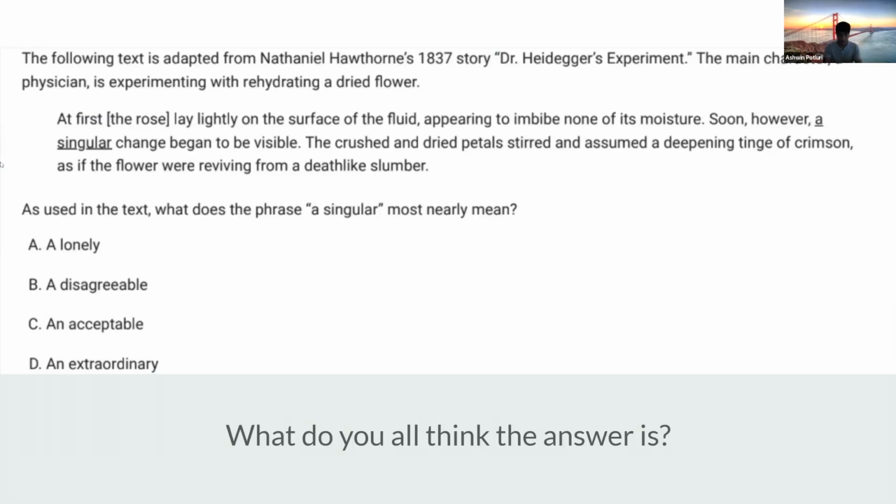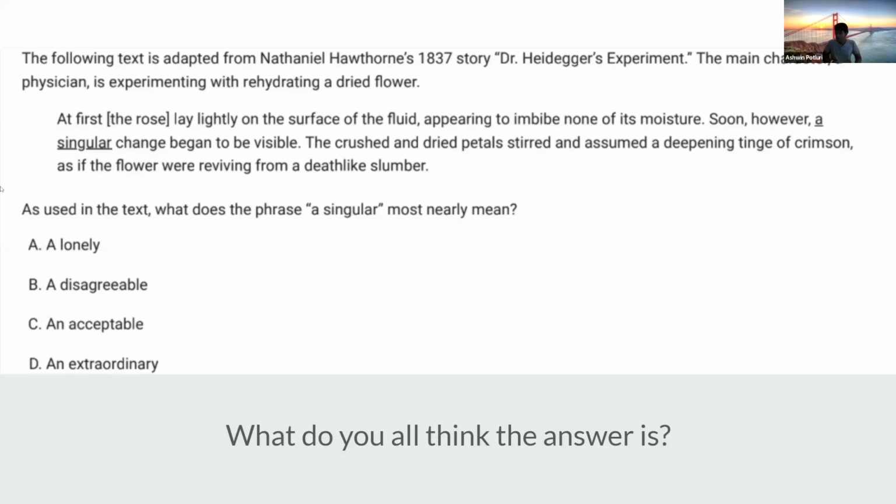At first, the rose lay lightly on the surface of the fluid, appearing to imbibe none of its moisture. Soon, however, a singular change began to be visible. The crushed and dried petals stirred and assumed a deepening tinge of crimson, as if the flower were reviving from a death-like slumber. So once again, same protocol. Anyone who wants to answer the question, believes their answer is right, go ahead and type it in the chat. Yes. To whoever answered in the chat, A is correct.